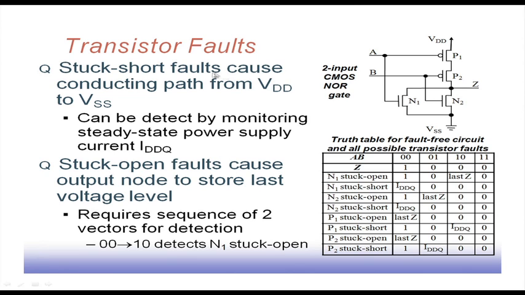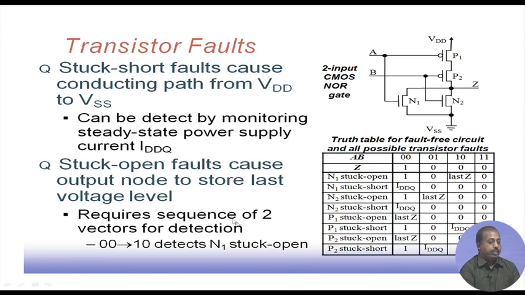So, the stuck short faults cause a conducting path from VDD to VSS, as we have already said. So, they can be detected by monitoring the steady state power supply current IDDQ. This IDDQ is the current flowing through the device. So, if there is a stuck short, then we can do this. Stuck open faults cause the output node to store the last voltage level, that we have seen, like this transistor is open and this is off, then this will remember the last value.